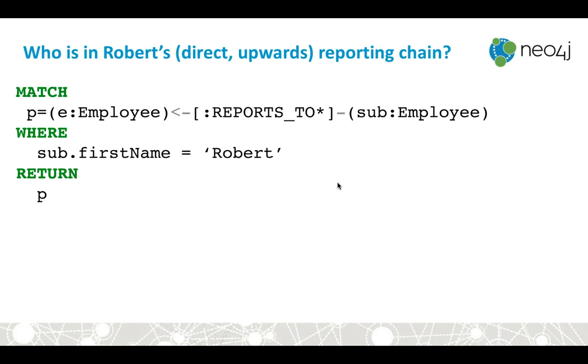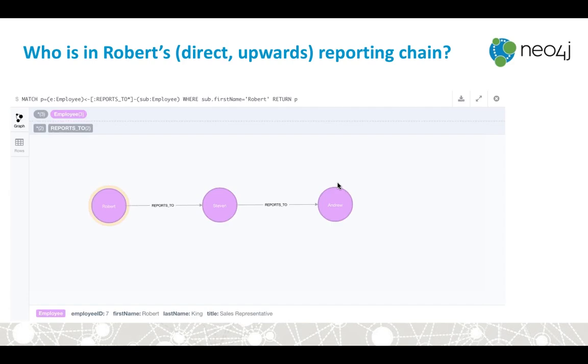So let's show you another example. For instance, here, who is in Robert's direct upwards reporting chain? So we want to see who all is above Robert in the reporting chain. And again, that's a very simple query here. We can match a subordinate reporting to an employee and find the entire path, which is what that p equals is, where the first name of the subordinate is Robert, and return that path. And that looks something like this.